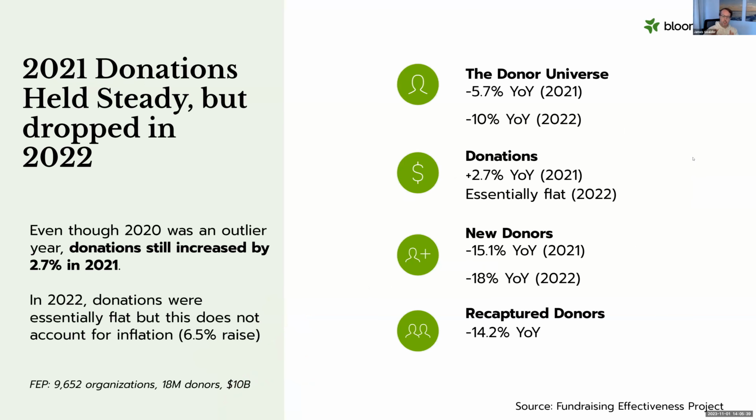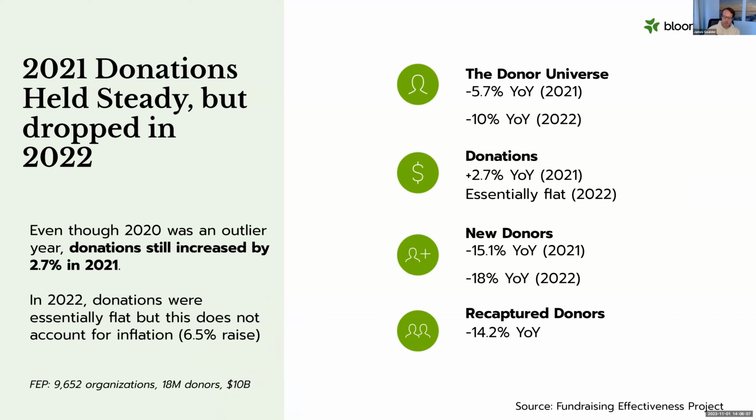So I wanted to zoom out a little bit before we dig in and start looking at segmentation and all of that, and talk about why this is so important. Those of you who are familiar with Bloomerang know that we are nerds. I think that's the best way to put it. We love data. So we dig into the Fundraising Effectiveness Project and any other kind of data around the fundraising world that we can get our hands on.